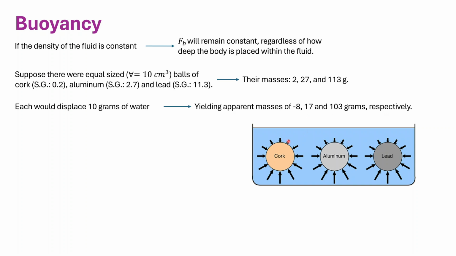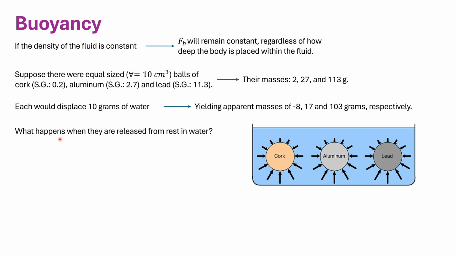Because they displace 10 grams of water, what we have to do is subtract that number from their mass, because the buoyant force is upward and the weight, which is also a force, is downward. So if we subtract, we get their apparent masses in water. For the cork, it is -8. For the aluminum, it is 17. And for lead, it is 103 grams.